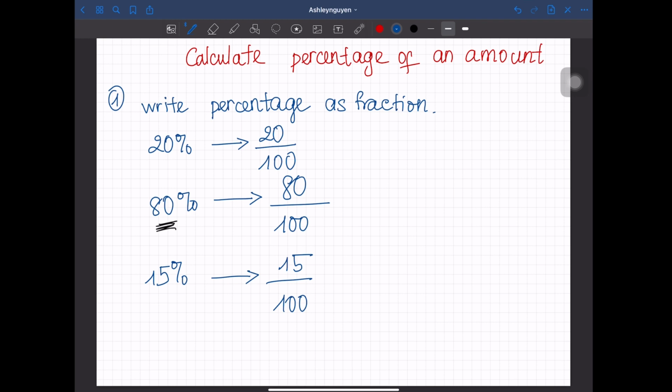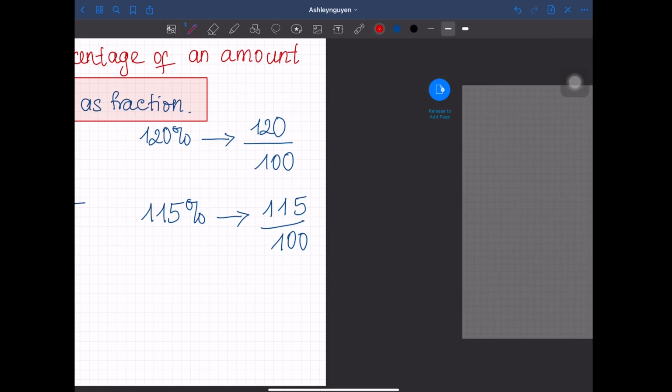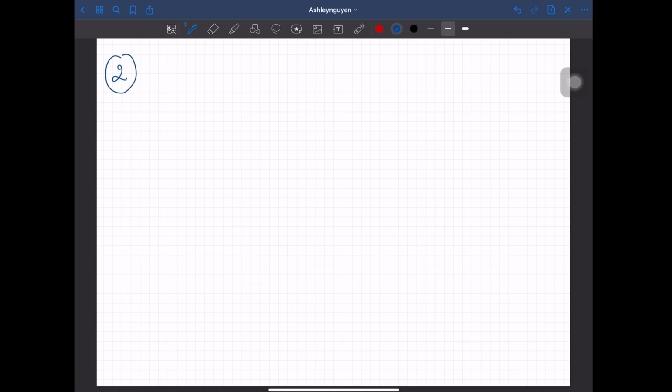What about a number greater than 100, like 120%? 120% would be 120 over 100. And the same way for the other percents, 115% works as 115 over 100. That's how we write the percentage in fraction form. Step number 2. In step number 2, we would multiply that fraction by the amount.